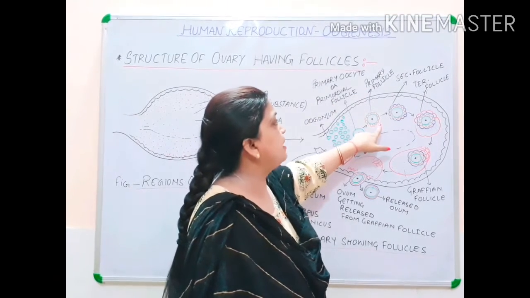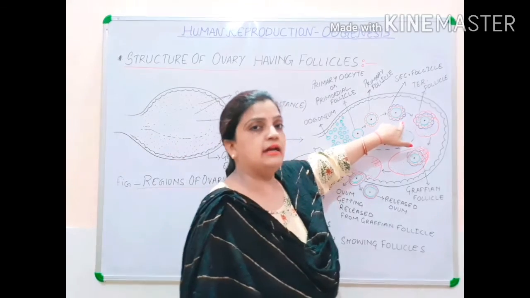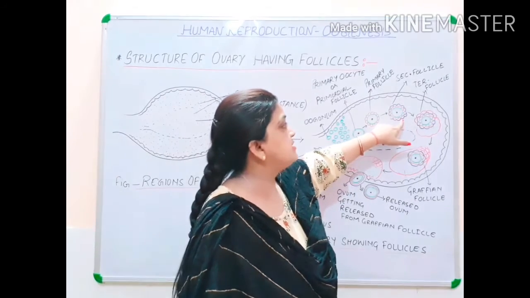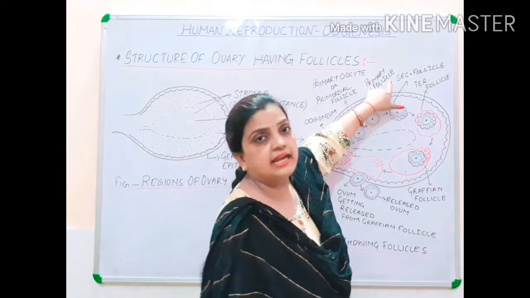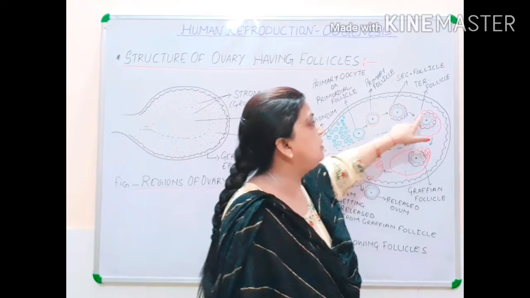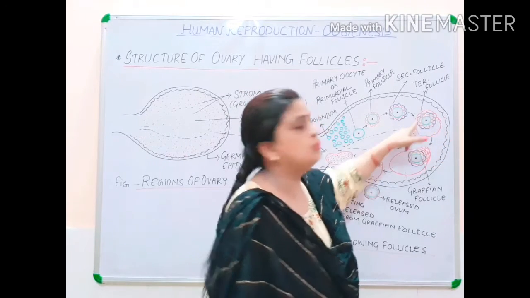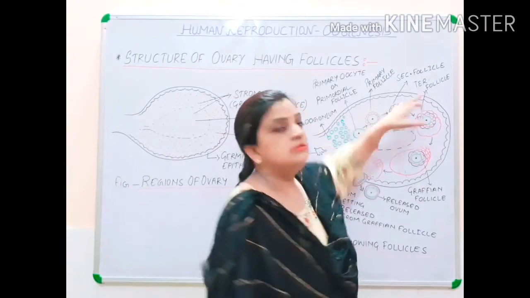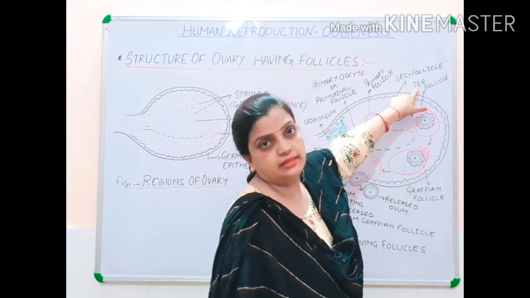Now, this primary follicle is enclosed by the second layer of membrane granulosa cells, and these granulosa cells, after enclosing, the structure formed is called the secondary follicle. Now children, again around the secondary follicle, the third layer of granulosa cells is arranged, and now the structure which is formed is called the tertiary follicle.